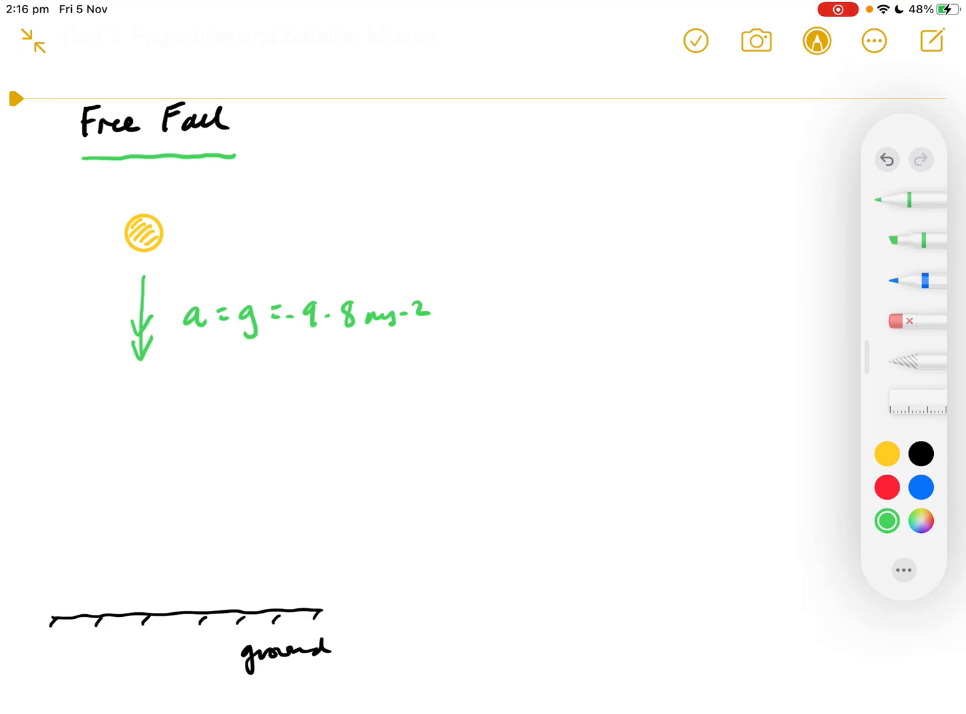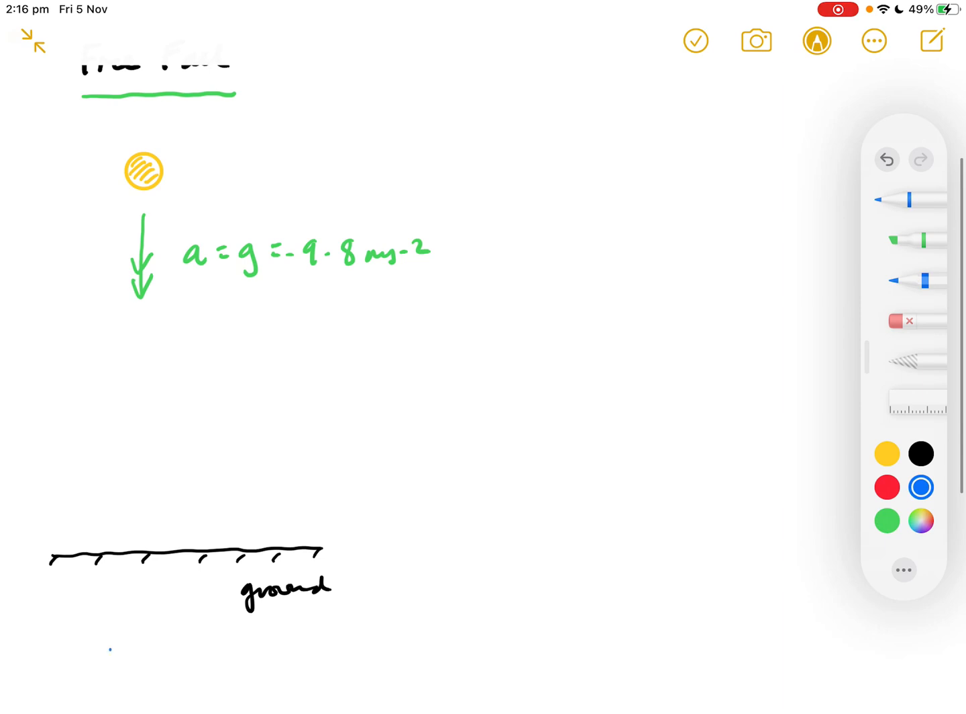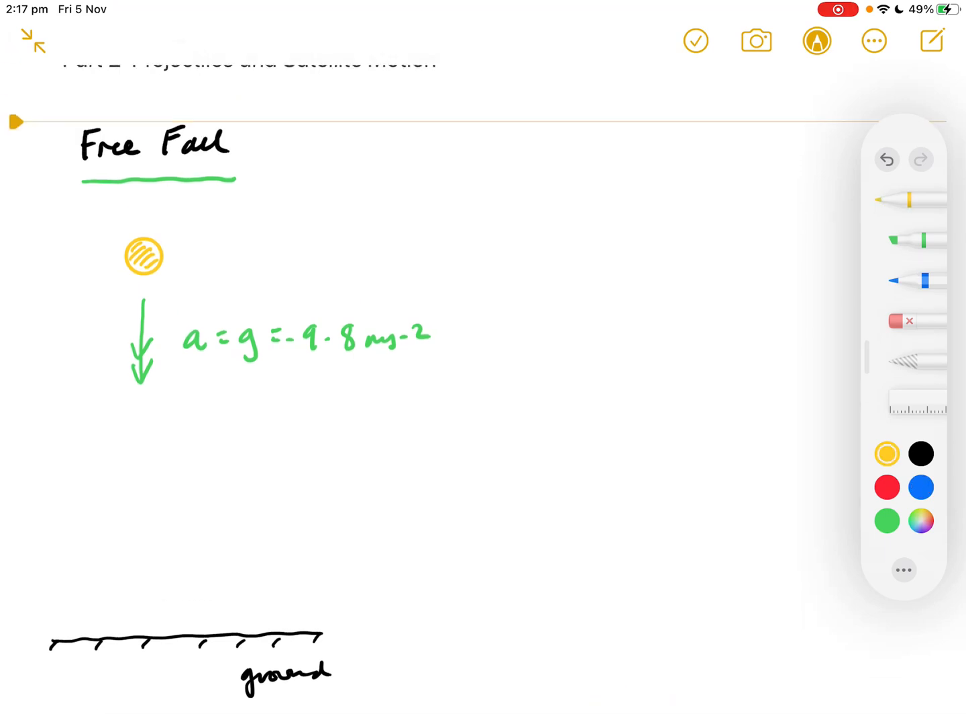Now in real life, of course, there will be air resistance. There'll be a little bit of drag, and as the speed builds up, of course, the drag does become greater. So if this is the situation diagram, the free body diagram for the falling body will look like this.